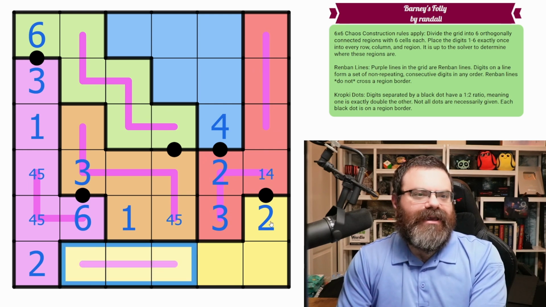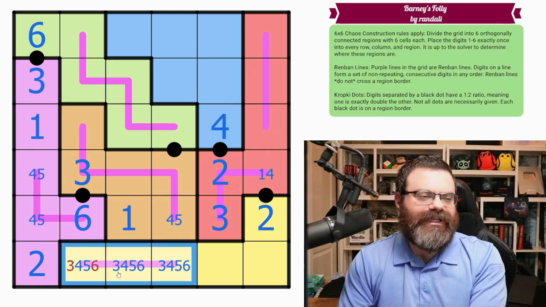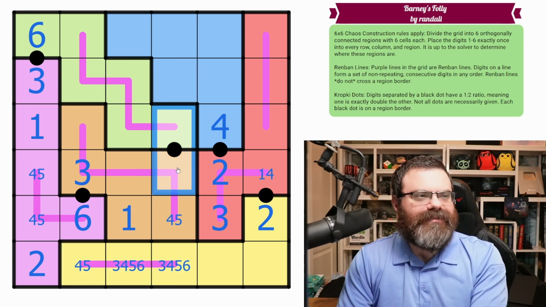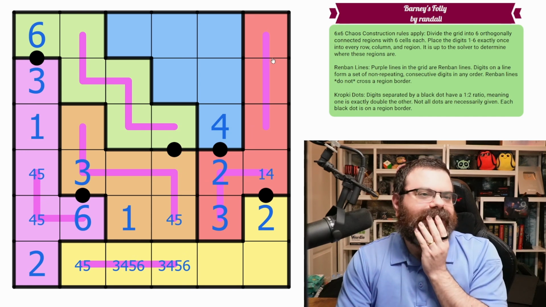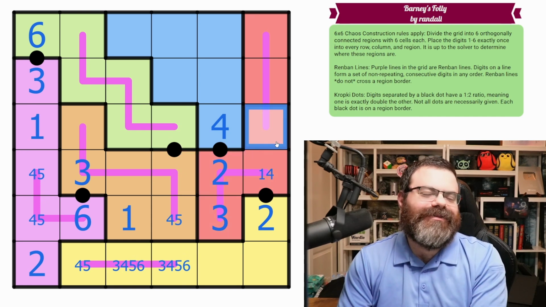Okay, 3 digits in order, can't use the 2. So we're from 3, 4, 5, 6. And this can't be 3 or 6. This definitely has 4 and 5 on it. Is this black dot handy? Or what are we doing here? Oh, right. Remember I said that one of these was 1, 2, 3, one was 4, 5, 6.